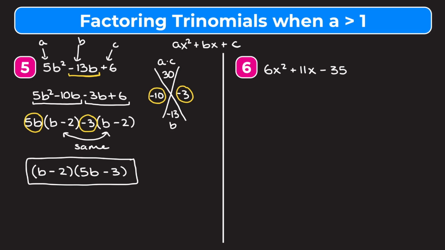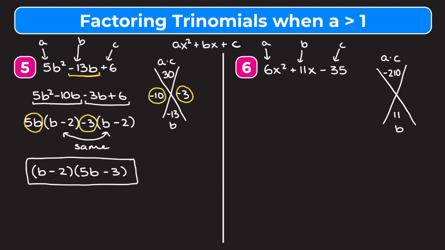And moving on to our last problem, we have 6x squared plus 11x minus 35. So again, let's start by drawing our x. In the top, we're going to put a times c. So our a term is 6, and our c term is negative 35. And if you guys multiply those together, you should get negative 210. And in the bottom, we want to put our b term, which in this problem is positive 11. So I'm going to put a positive 11 here.